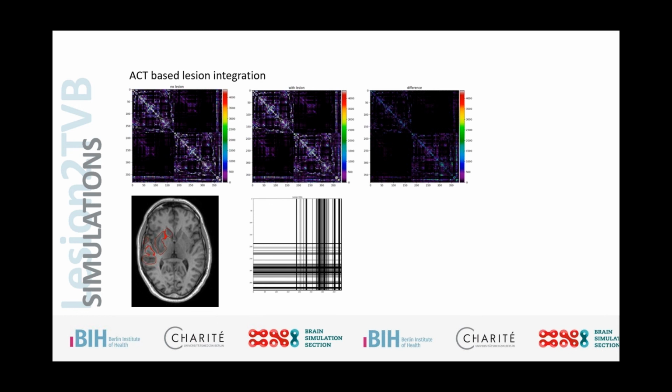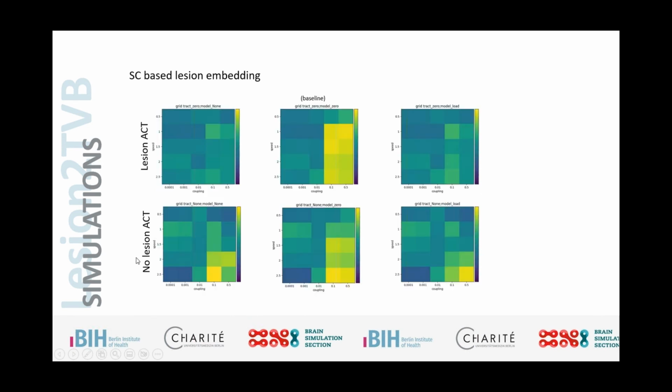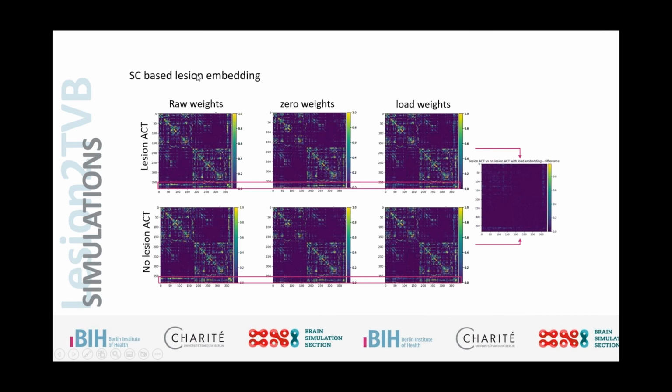Based on those two different approaches that we have, how do we integrate the structural connectome into TVB? We have the lesion integration in ACT, we have no lesion integration in ACT, and then we have the three different approaches, whether or not we just take the raw weights as the model for our TVB model, raw here being not adjusted for the lesion.